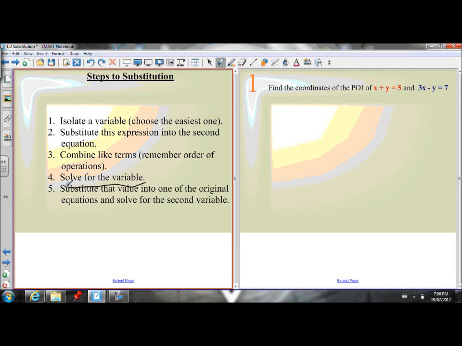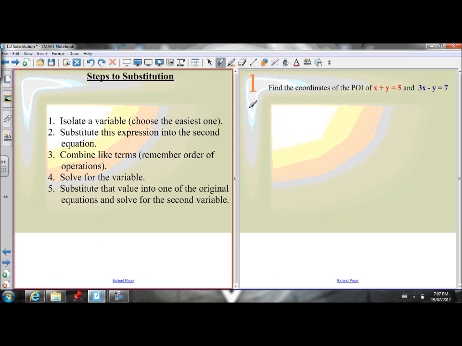I then combine like terms and solve for the variable. After we have substituted into the second equation, there will only be one variable left to solve for. We'll solve for that. After you've solved for that, you then substitute that value into one of the original equations and solve for the second variable. You'll then have solutions for both variables. That will give you the coordinates of the point of intersection. Let's do an example and you'll see what that looks like.